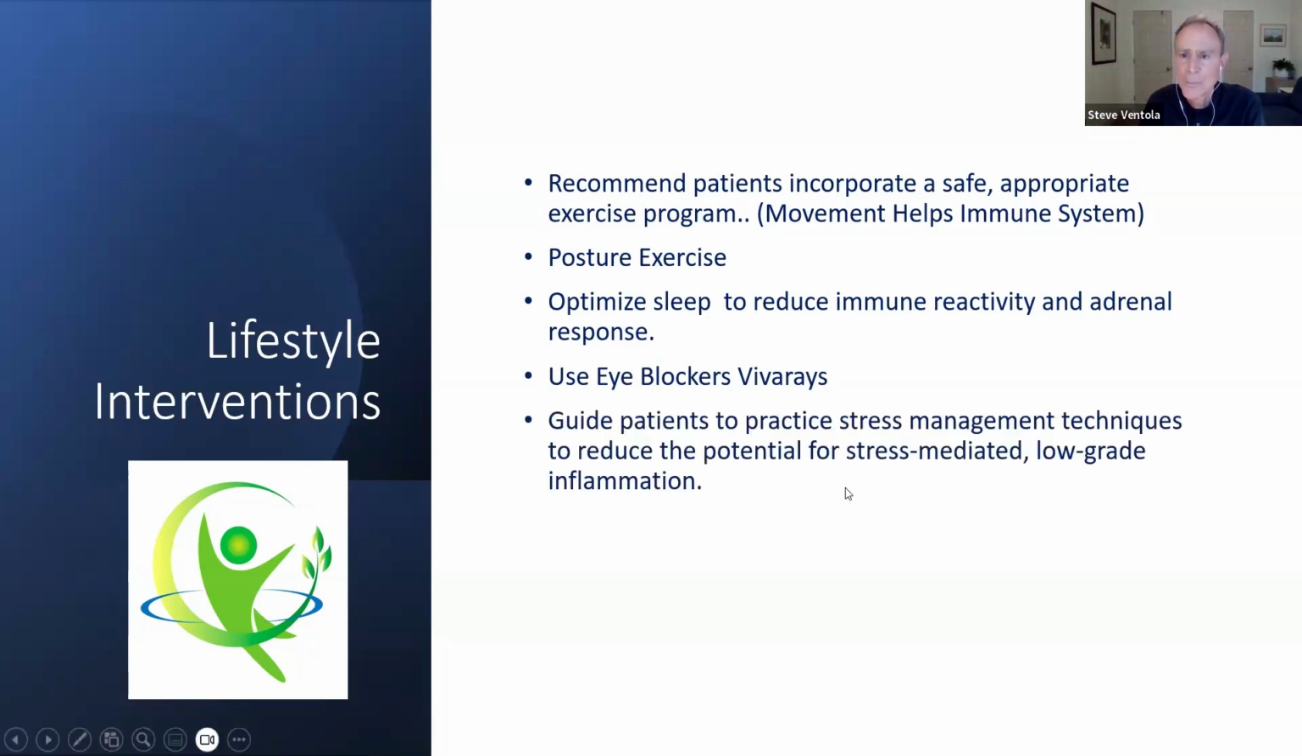Guide patients to practice stress management techniques to reduce the potential for stress-mediated low-grade inflammation. So stress, again, can stimulate your sympathetic nervous system and cause more acidity in your system. So for all of us, we want to address stress in healthy ways. Two ways I've been proclaiming are using HeartMath, and we've talked a little bit about that so far, and BrainTap. BrainTap is an app that sends good sensory input into your nervous system, which allows it to quell the nervous system. And there are various programs related to it.